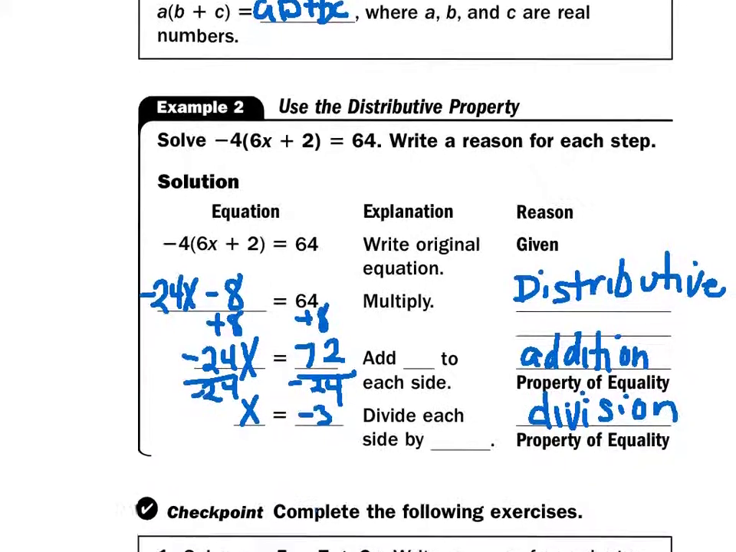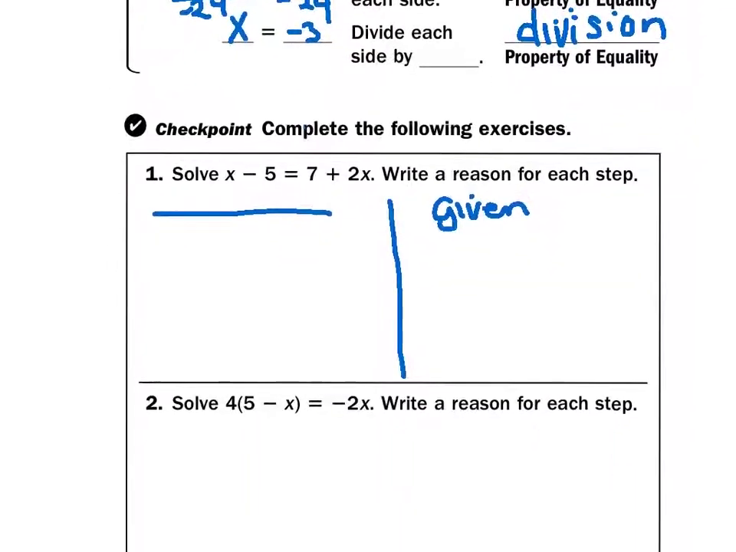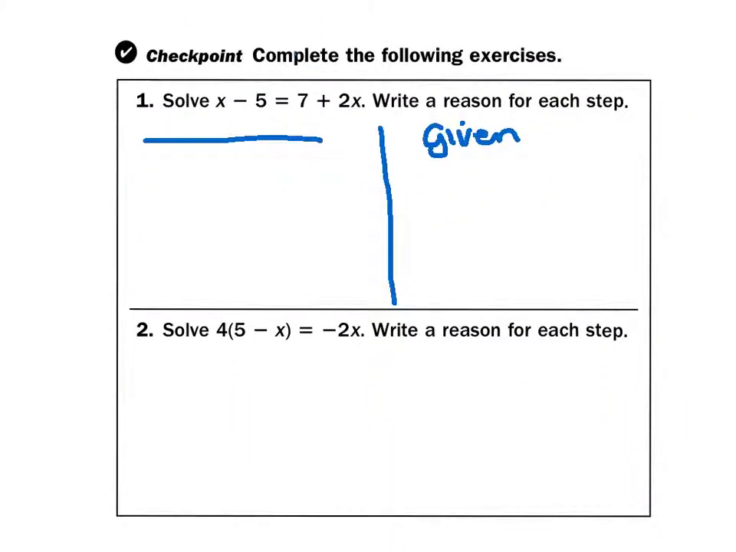Okay, on the bottom, checkpoint. Solve these both. Start with drawing a line down the middle, rewriting your problem on the left side, and then saying given on the right side. And you'll need to write a reason for each step this time. Okay, start the video when you're done.